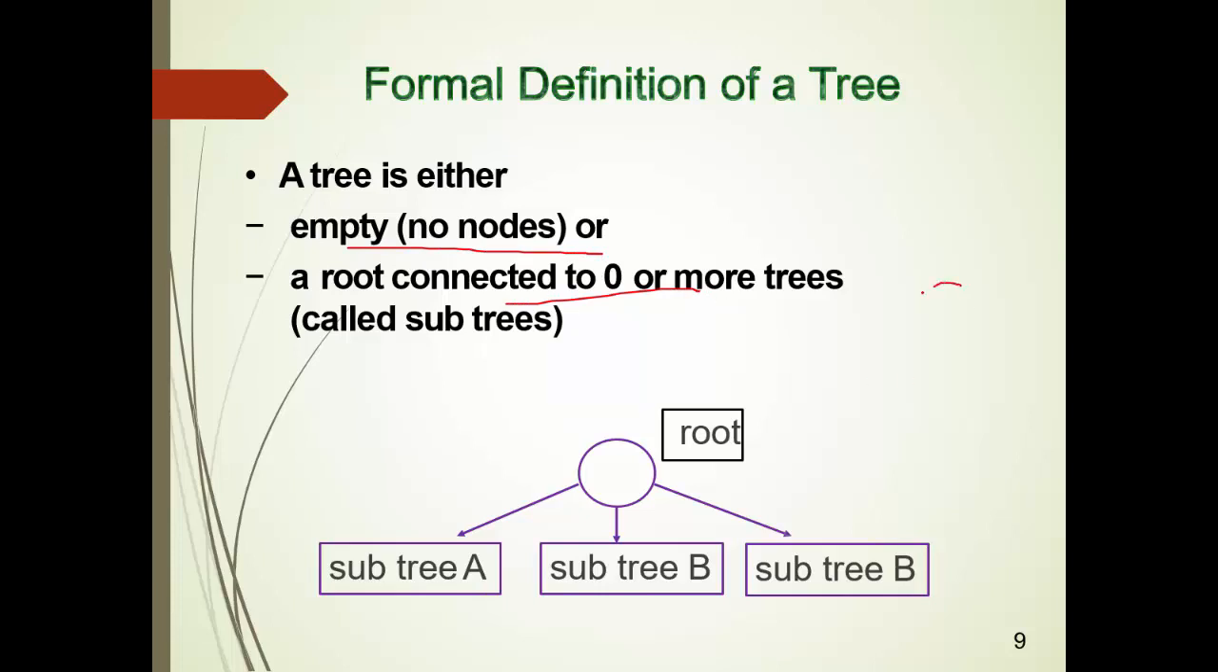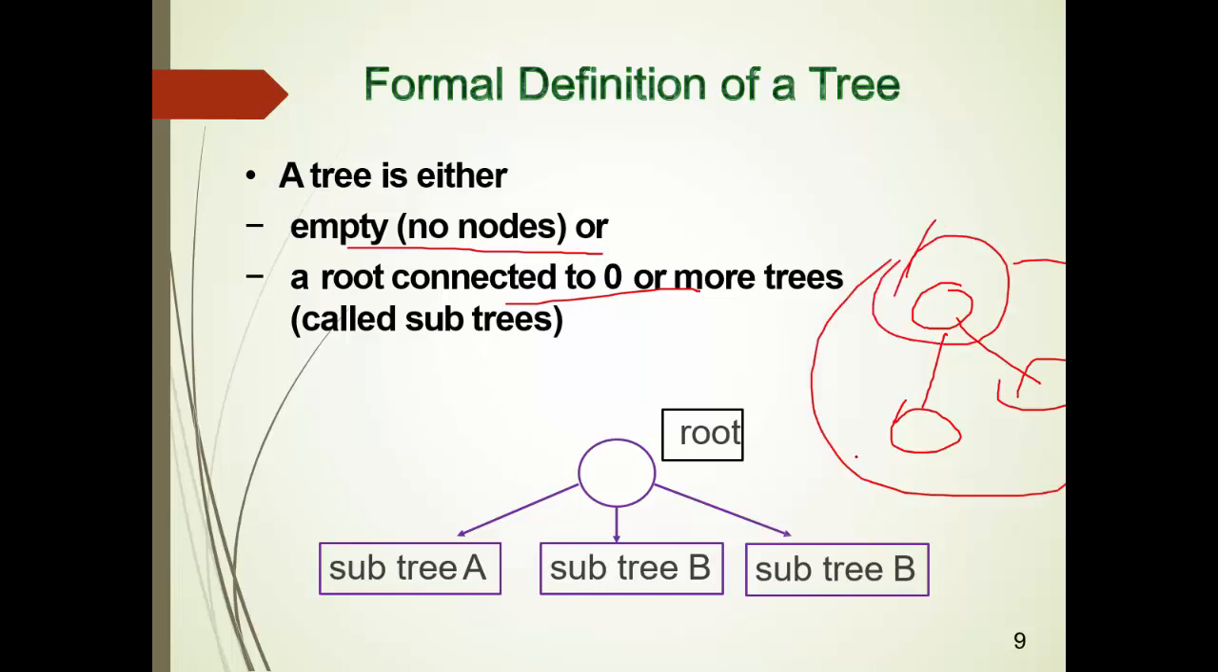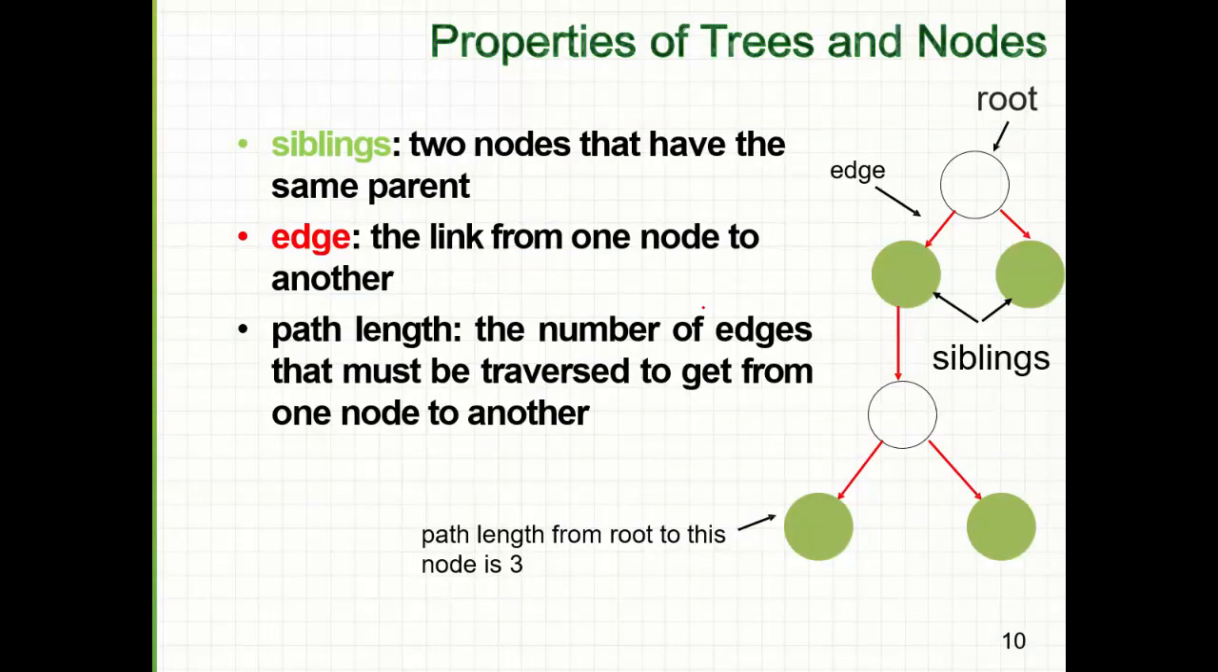So when we have like this, is this a tree? Yes. Is this a tree? Yes. Is this a tree? Yes. Like this is a tree, and even this only is a tree, and this only is a tree, and this only is a tree. Why? Because we've said that a tree can either be empty or have 0 or more trees.